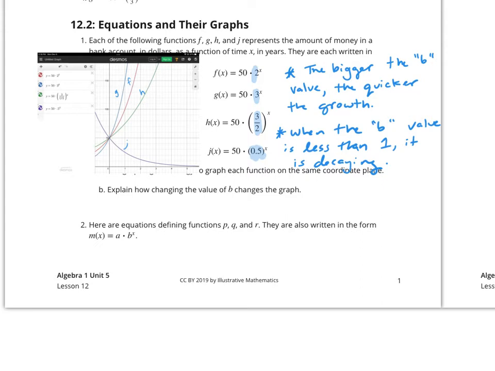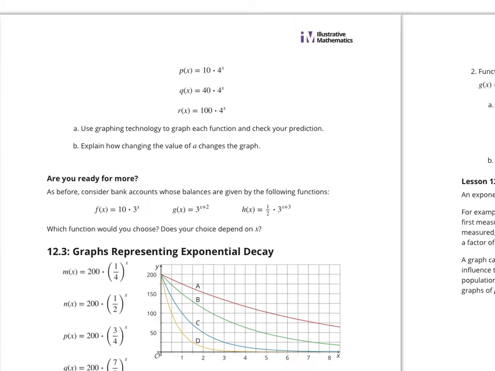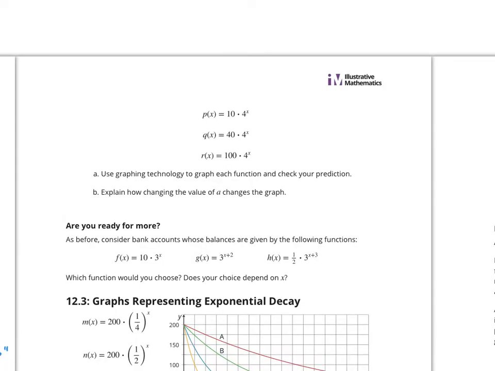Question 2 now has you looking at 3 new graphs, so p, q, and r. They're still written in the same form, so let's take a look at those 3. So we have p of x equals 10 times 4 to the x power, q of x equals 40 times 4 to the x power, and then finally r of x equals 100 times 4 to the x power. So in this case, my growth factor is the same every time, but notice what changes is our a value, right? That one's different each time. So go ahead, pause the video, graph these 3 lines, and then explain how changing the value of a changes the graph.